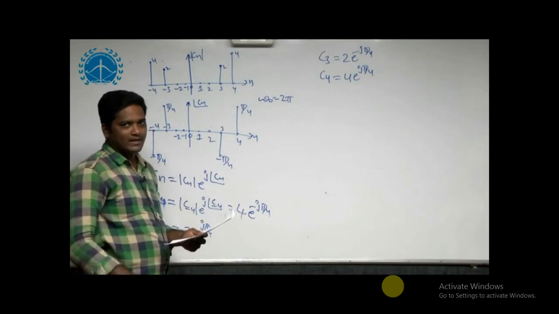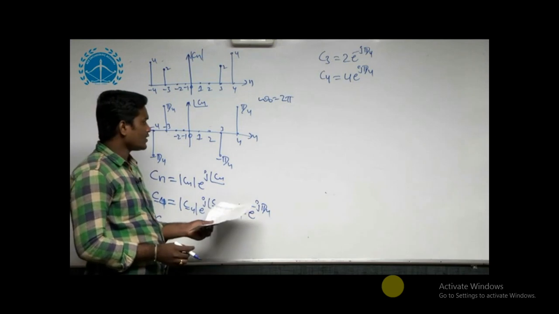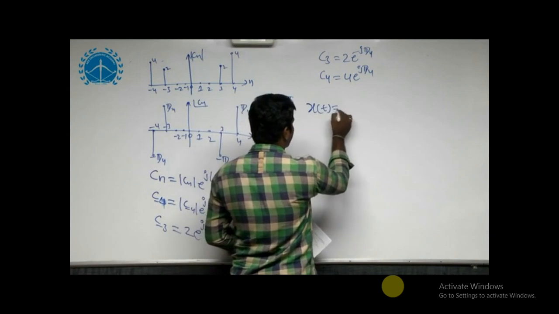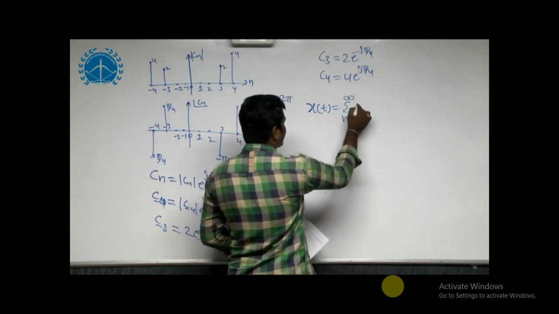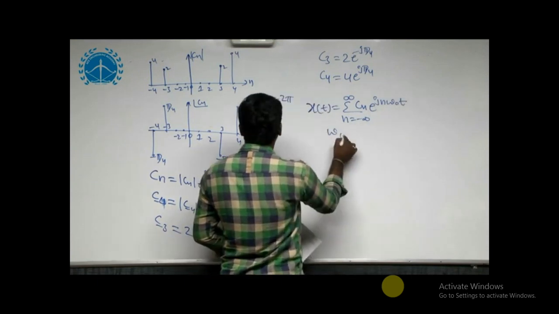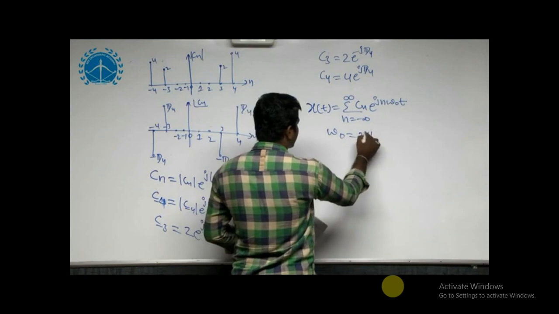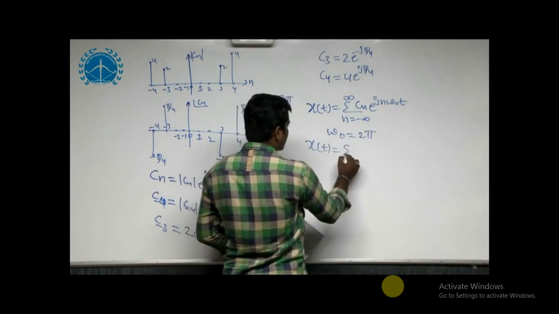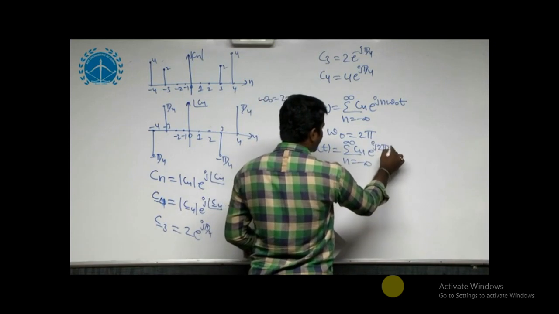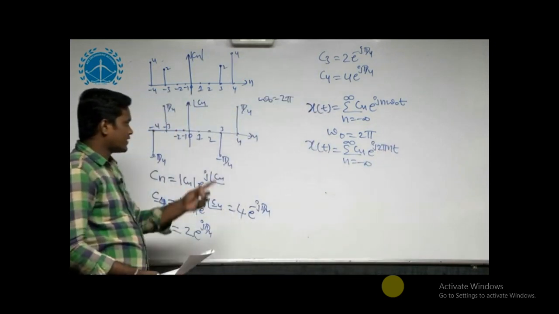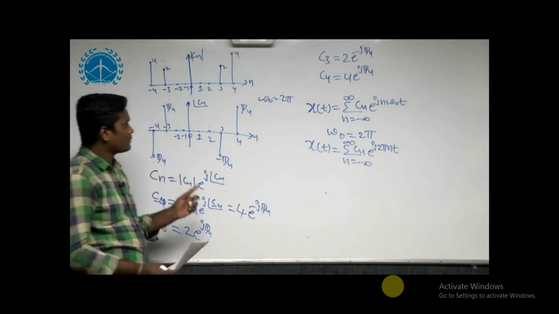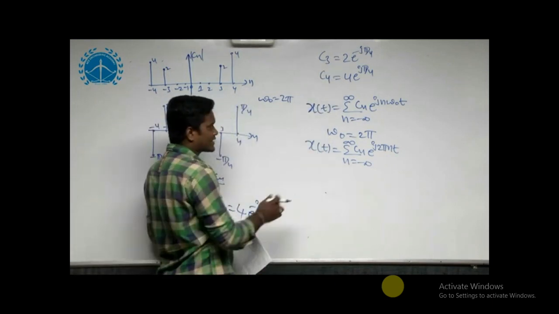Now we are asked what is the time signal corresponding to these exponential Fourier series coefficients. We know that the exponential Fourier series expansion is sigma n equal to minus infinity to plus infinity Cn e power jn omega naught t. Omega naught given in the problem is 2 pi. So x of t is equal to sigma n equal to minus infinity to plus infinity Cn e to the power of j 2 pi n t. Now n varies from minus infinity to plus infinity, but which values exist? Minus 4 and minus 3 exist, minus 2 does not exist, and 3 and 4 exist. Let us substitute these values.